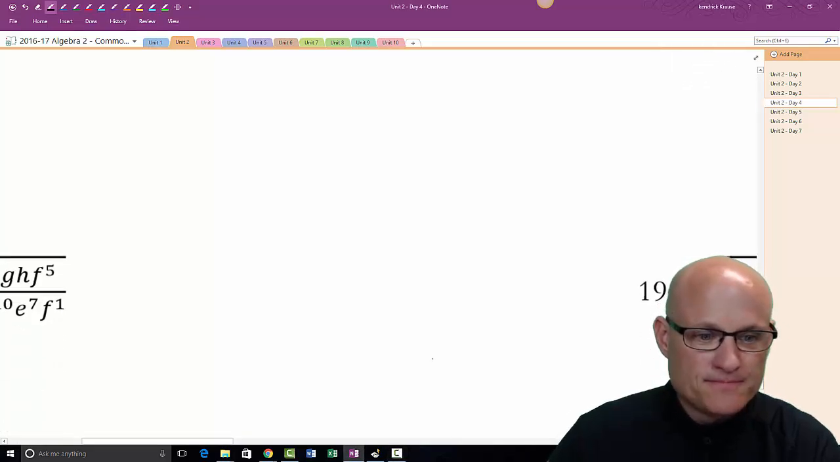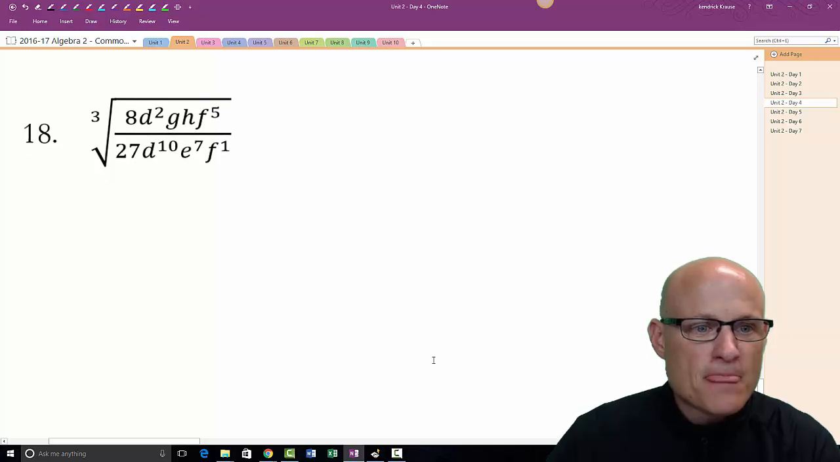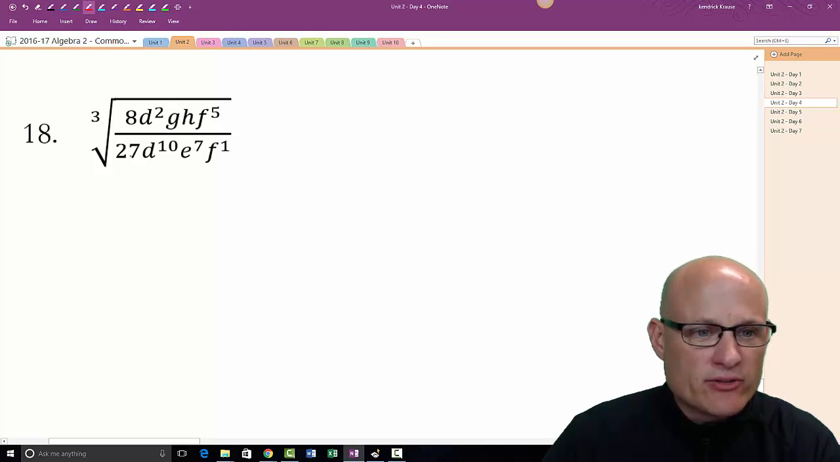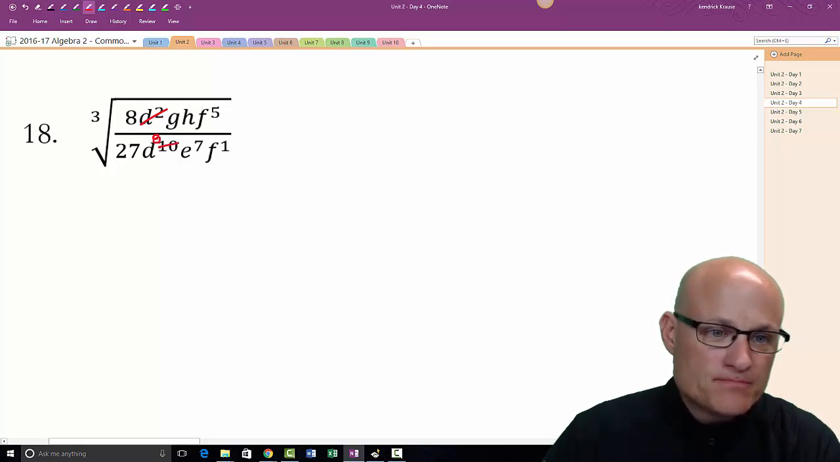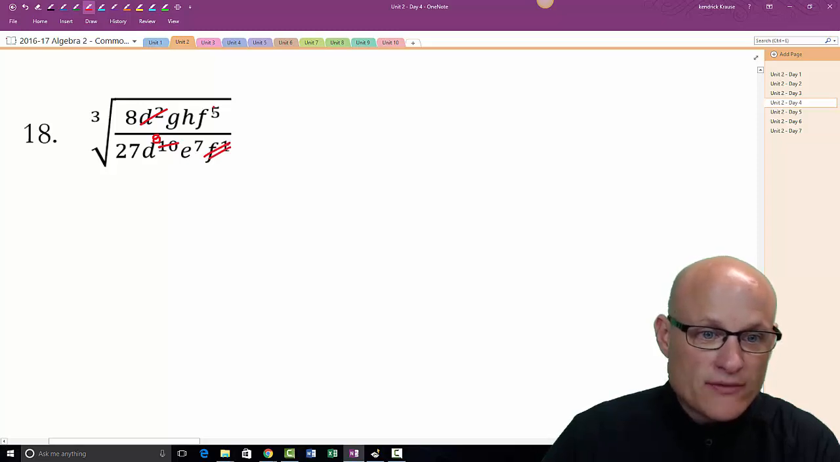We got 2 problems left. All right, so let's simplify first. All right, so no number goes into 8 and 27, so you can't do anything with those. The denominator has more d's, so that leaves me 8 down here. G's I can't do anything with. E's I can't do anything with. H's I can't do anything with. F, the numerator has more F's. It has 4 left.